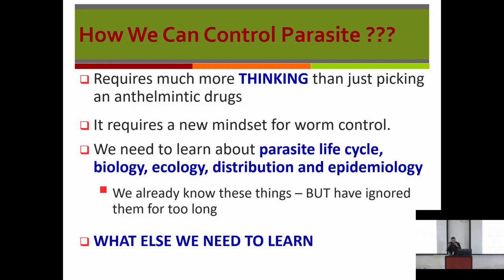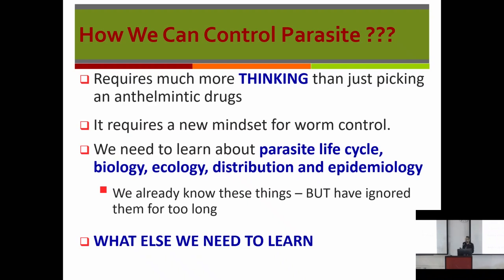So you have to think in a way like you know the parasite life cycle, you know the biology of these parasites, you know the distribution and epidemiology of these parasites. So you already know about these things because we discussed that. But don't ignore that. Once you go into these plans, you have to think in a way that you know all of these things, then you can go ahead. Okay, so what else do you have to learn?